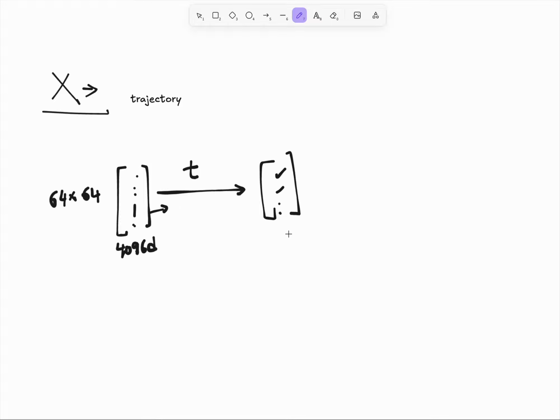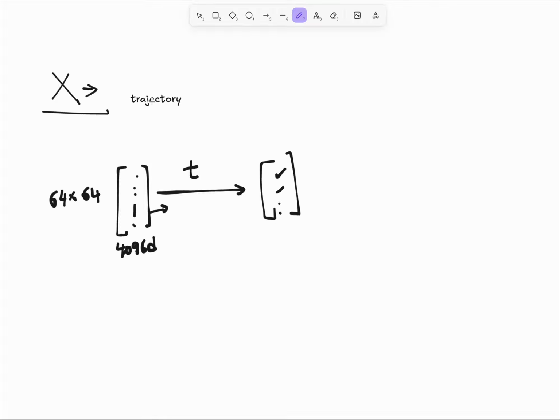I hope that makes sense. This is the sampling process in particular. We're not talking about training it. This is sampling. It moves from this noisy state to its proper image state.